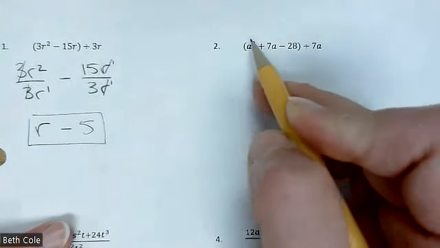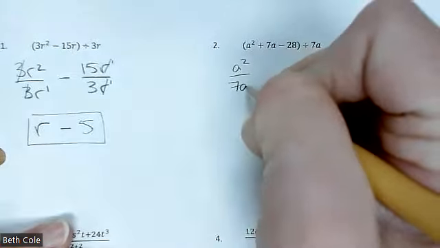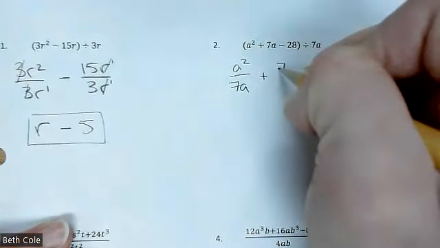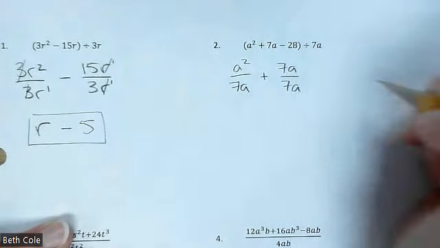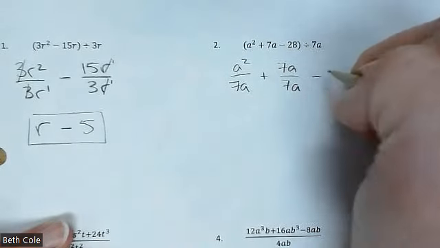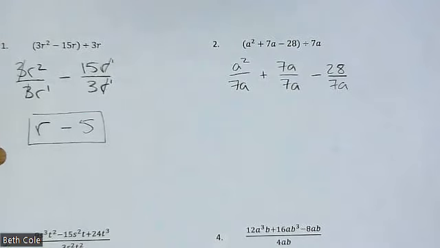This one has 3 terms. You're going to take the a squared and divide it by 7a. Plus, and then you're going to take the next term and divide it by 7a. And then minus 28 divided by 7a. And then it's 3 separate problems. And again, it's about organization more than anything else.